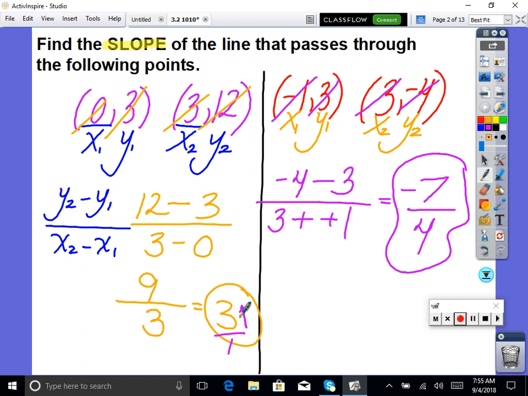So if I was going to graph this, this slope is technically 7 over 4. Our rise would be 7. Our run would be 4. We would be going down 7, right? And then we'd be going right 4. Everybody good? Okay, cool.